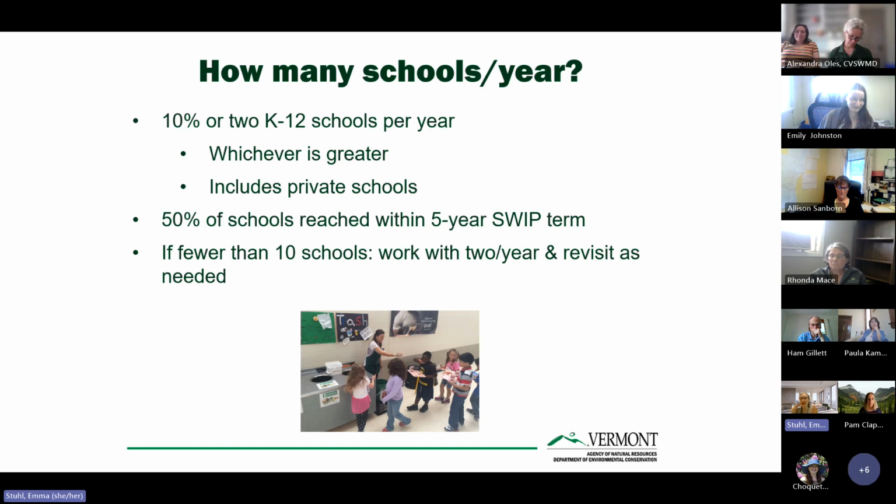That does include private schools, but it's just your K-12 schools, not preschools, not colleges. Those can be considered institutions as part of your business and institution outreach. The goal is to work with different schools each year so that over the 5 years of the SWIP term, because it's a 5-year plan, you've reached half of your schools. Or if you have fewer than 10 schools, you've reached all of them. Then you can use your judgment to decide which ones would benefit the most from a revisit in the later years of the plan.